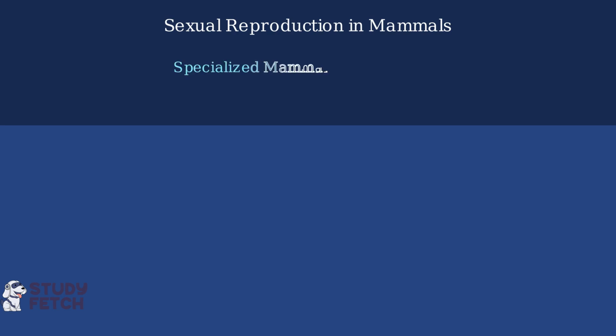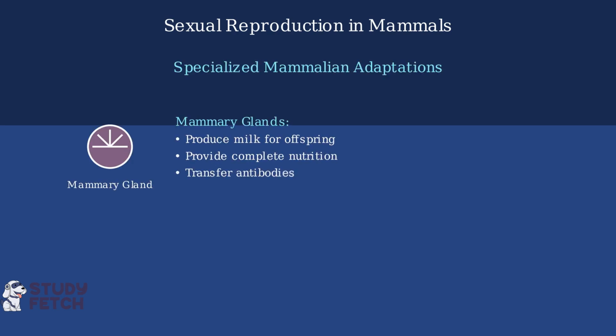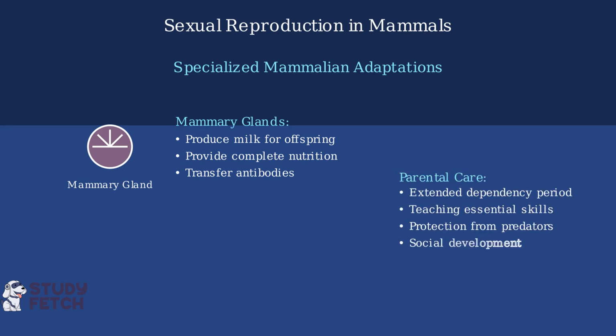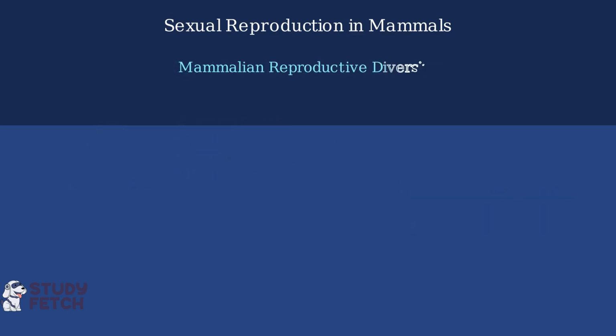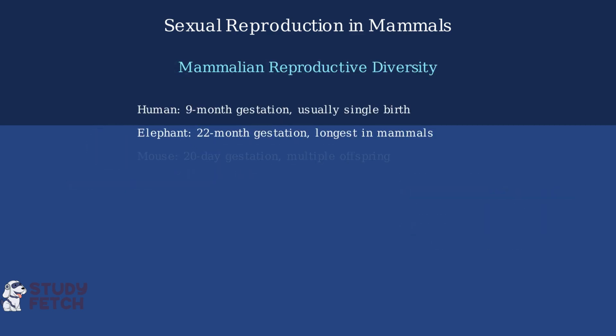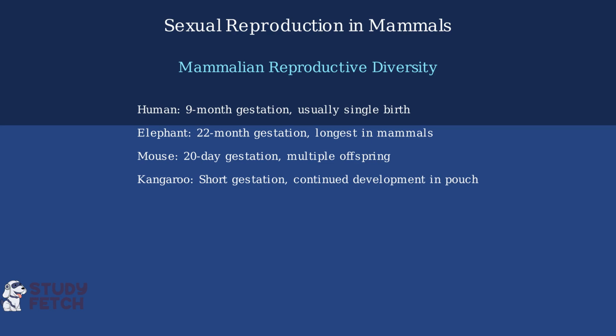A defining characteristic of mammals is the presence of mammary glands, which produce milk to nourish offspring. Mammals also show complex parental care, with extended periods of dependency, allowing offspring to learn essential survival skills. Though mammals share these reproductive features, there's remarkable diversity in gestation periods and offspring development strategies.